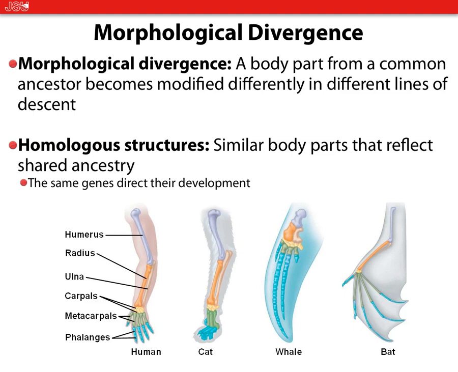Okay, morphological divergence is a body part that comes from a common ancestor. But over time, that body part has become specialized to that organism. For example, here's a cat, human, whale, and bat arm. Are there common structures to those? You bet. We all have phalanges. We all have metacarpals. We have carpals. We all have the same bones. But, you see, what's the difference?